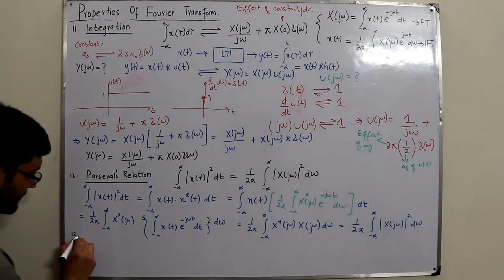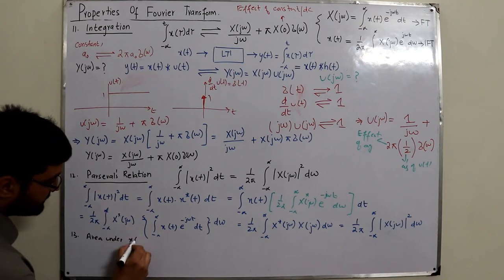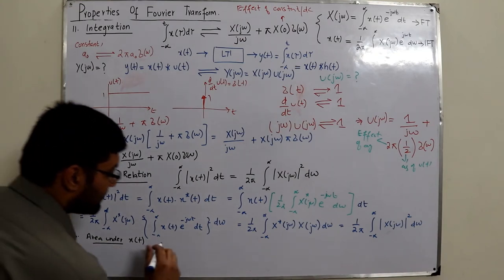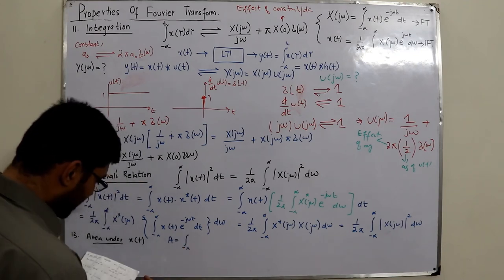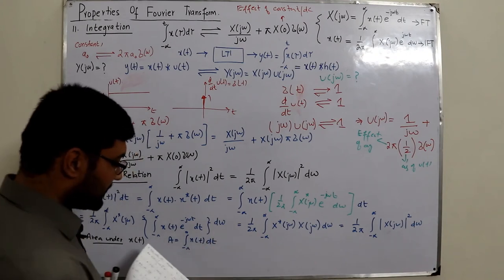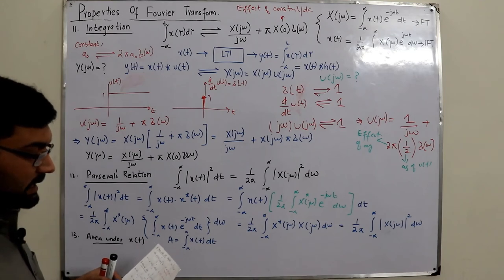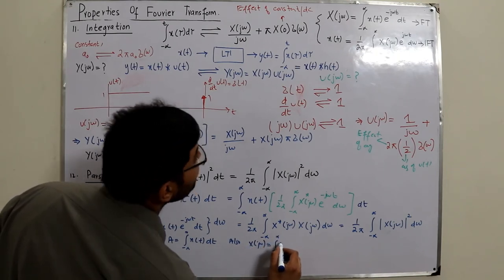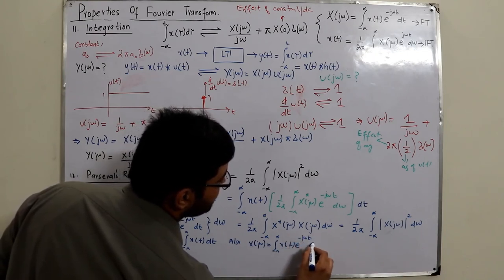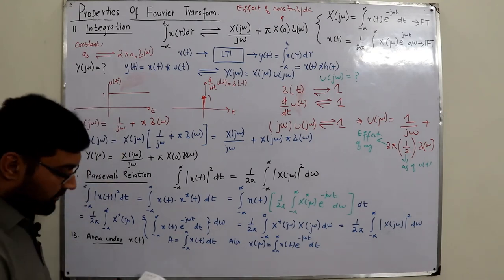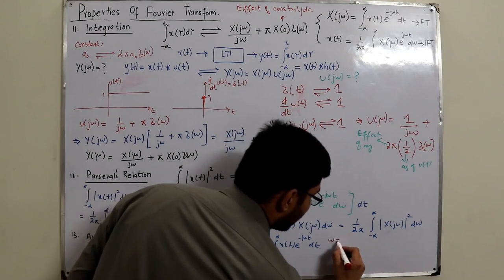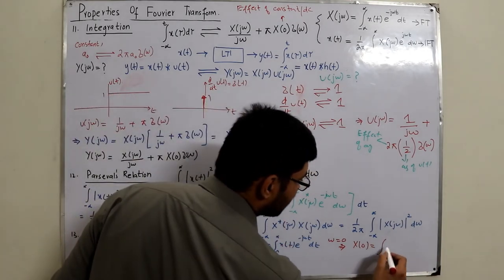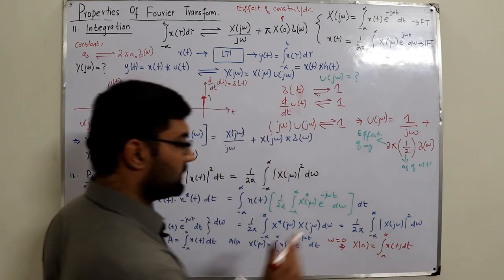Area under x of t. Let me take the 13th property, area under x of t. Fine. So how do you calculate the area? You integrate the signal, right? Area is equal to negative infinity to positive infinity x of t, and this integration is with respect to t, right? Now also x of j omega is equal to negative infinity to positive infinity x of t exponential of negative j omega t dt. Now to make this area from this, if I put omega equal to 0, would it not imply that x of 0 is equal to negative infinity to positive infinity x of t dt? So have a look. Have I not got the same relation?